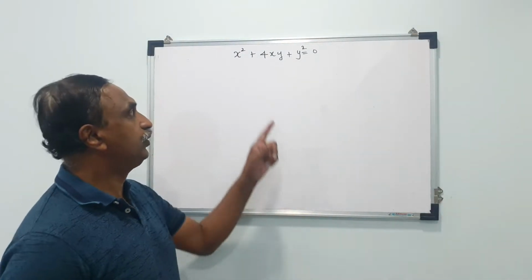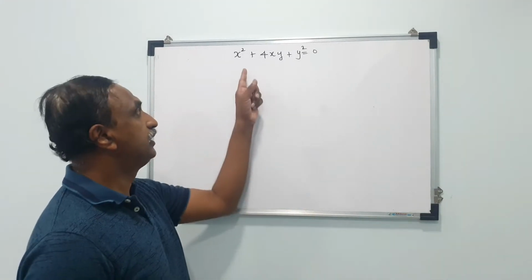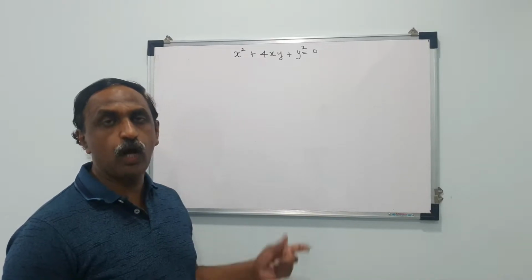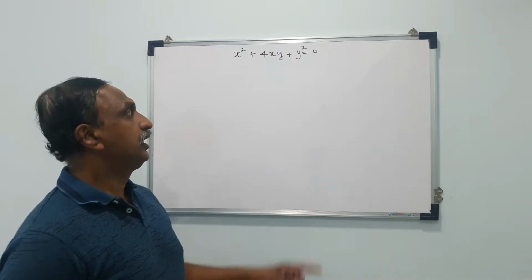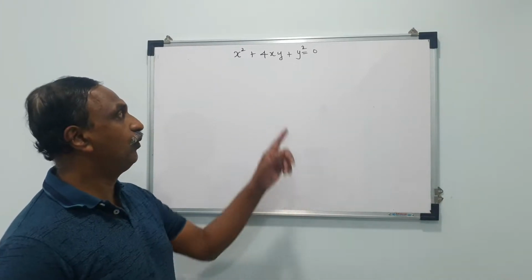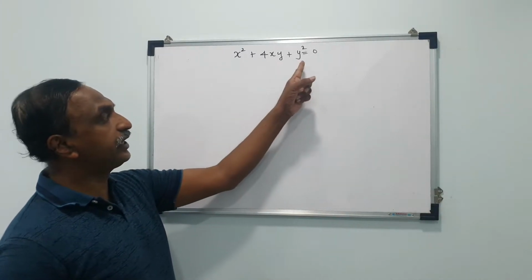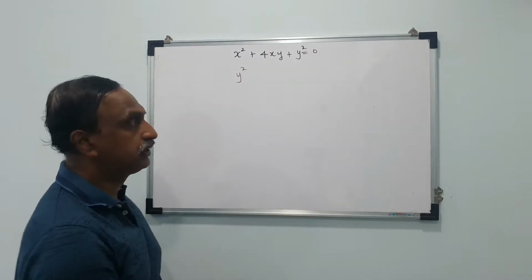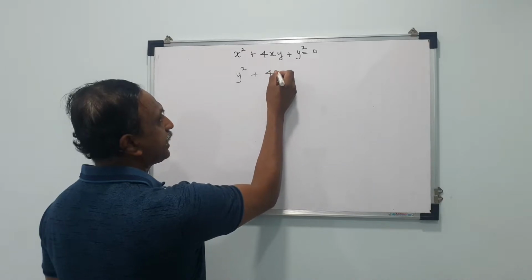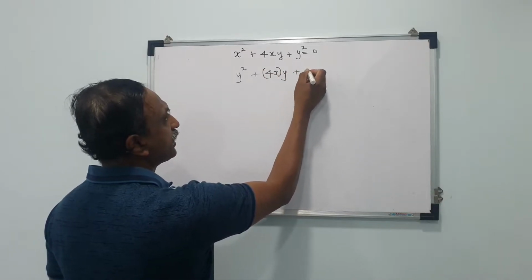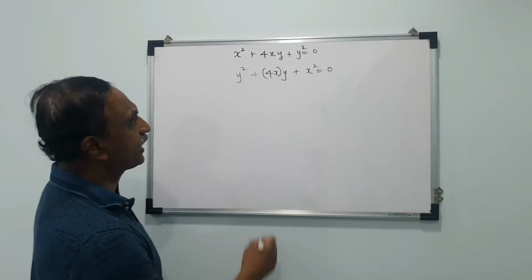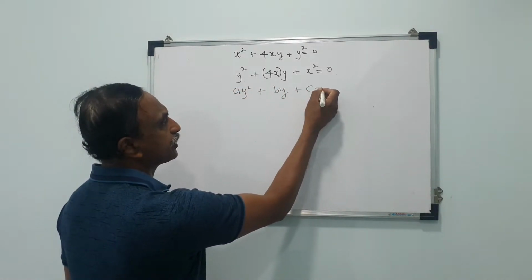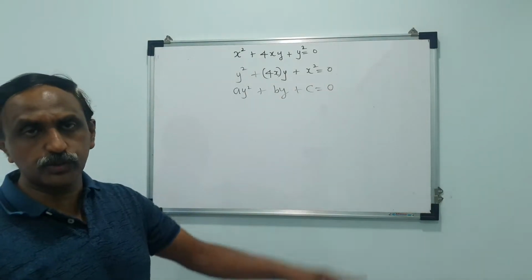Now we will find out how we can separate this equation. Here the factorization is not possible. So when the factorization is not possible, how will we find the separate equations? We can use two or three methods to do this. One simple method is to make this equation quadratic in y. So how will you do it? y square term first, plus 4x into y, plus x square equal to 0. It is like this: ay square plus by plus c equal to 0. This is the format of a quadratic equation in y.